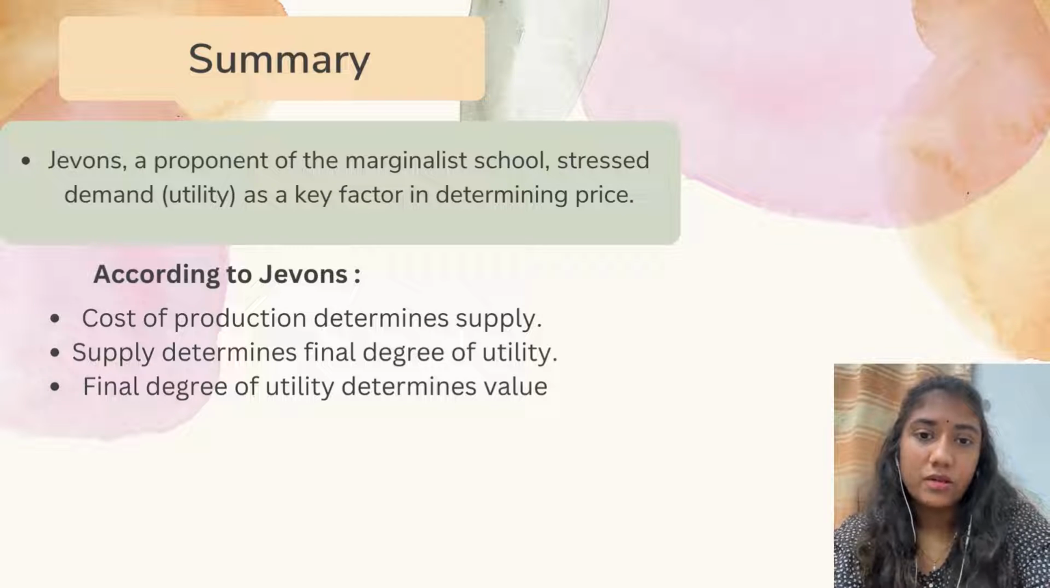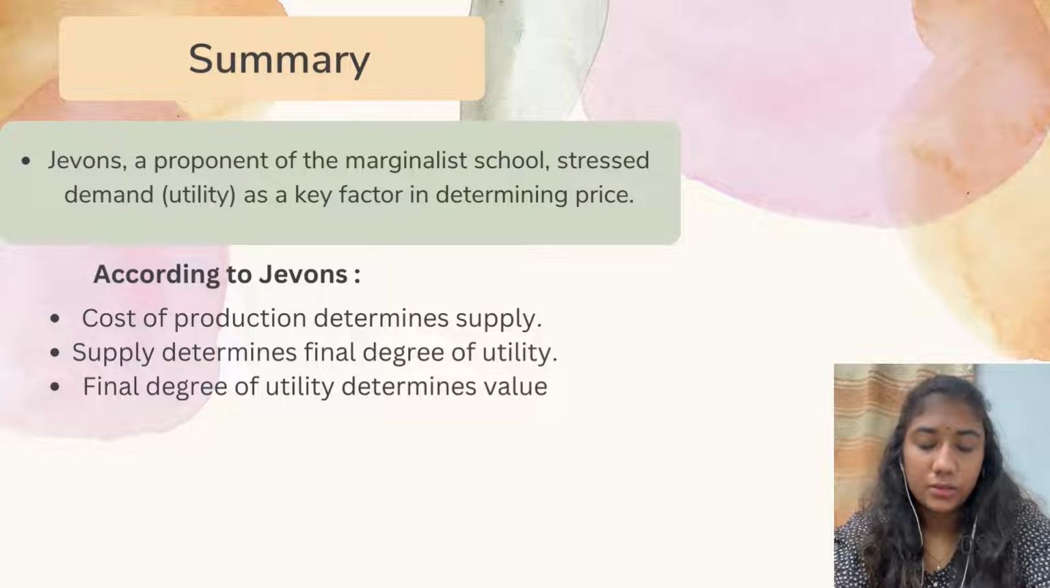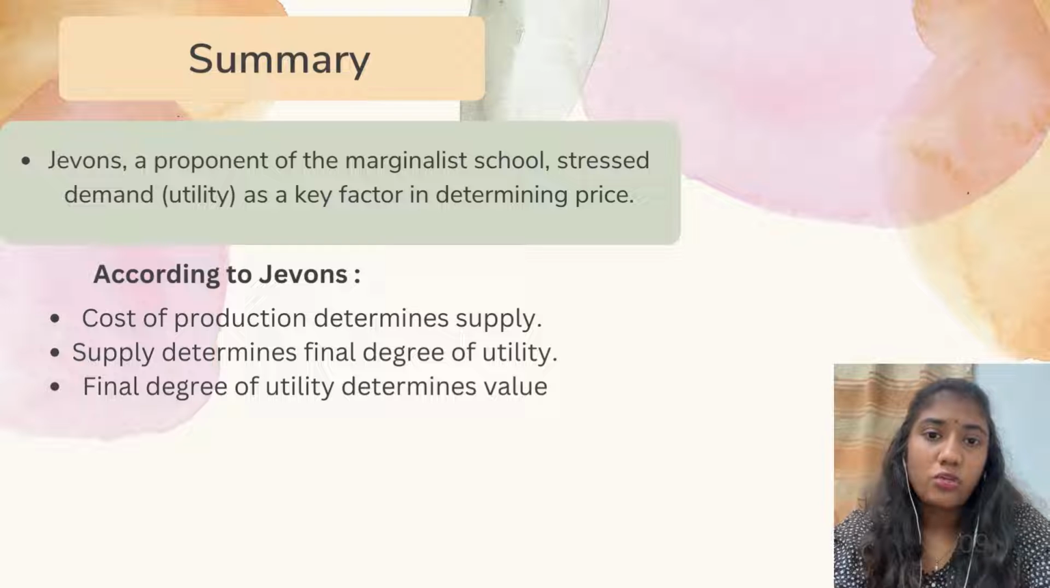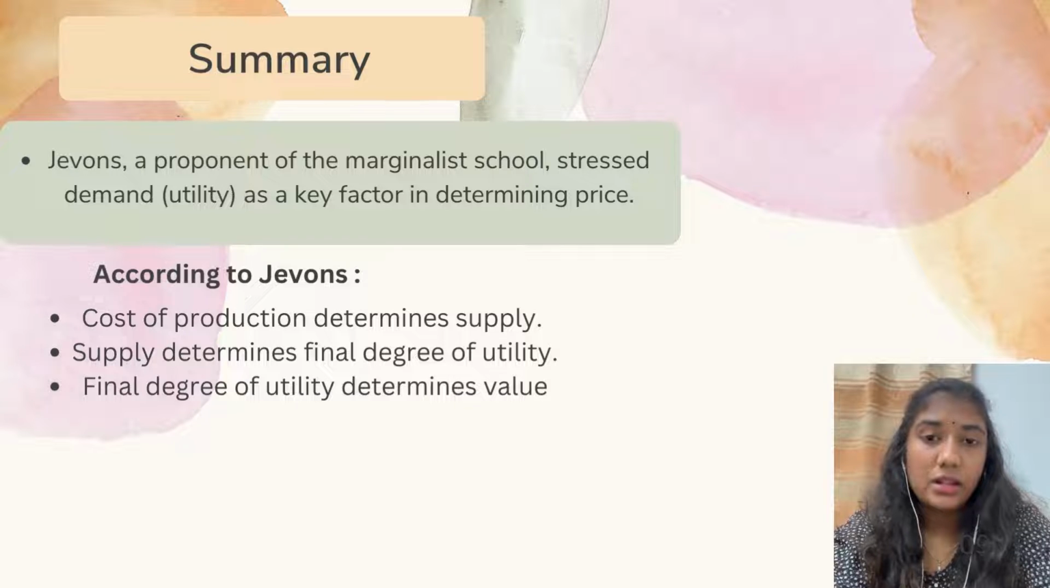Finally, Jevons, a proponent of the marginalist school, stressed demand or utility as a key factor in determining prices. Remember that Jevons believed that utility determines exchange value. He expressed his view in his principle in the following way. Cost of production determines supply. Supply determines final degree of utility. And final degree of utility determines value.